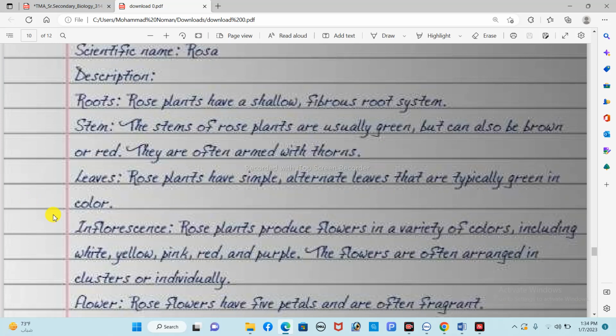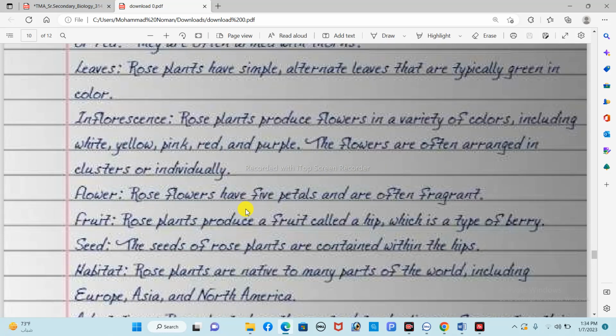Leaves. Rose plants have simple alternate leaves that are typically green in color. Inflorescence. Rose plants produce flowers in a variety of colors including white, yellow, pink, red, and purple. The flowers are often arranged in clusters or as individual flowers. Rose flowers have five petals and are often fragrant.